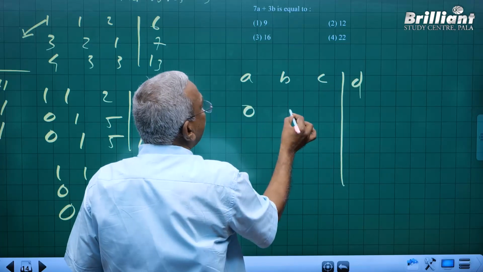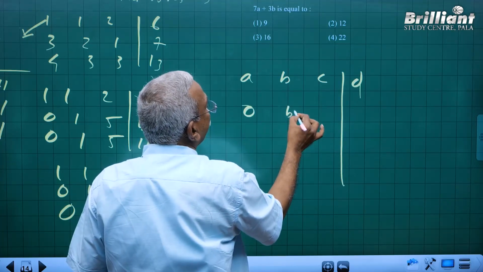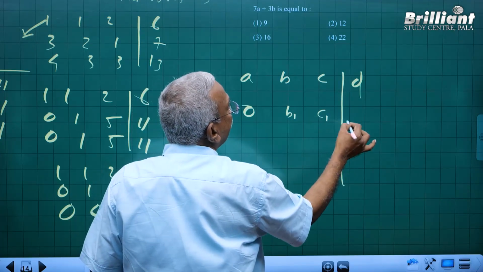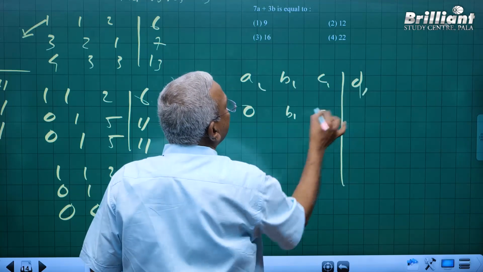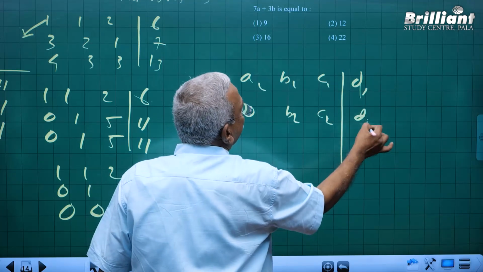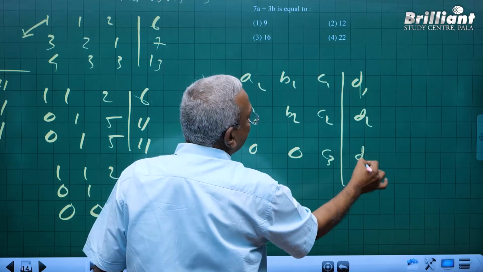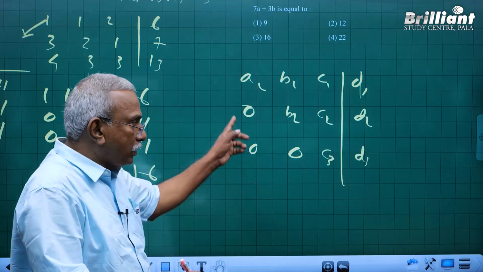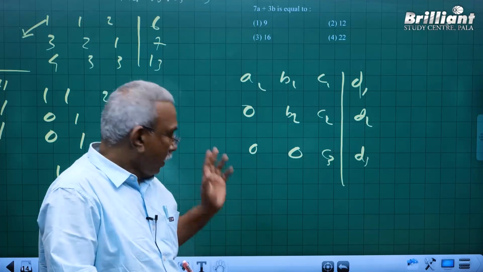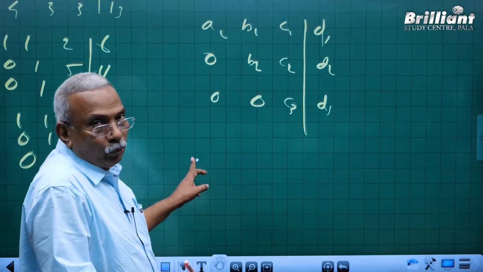Second should be 0, some B, 1 and C, 1 and here it is A1, 1, 1, then B2, C2, then D2. Then the last one is 0, 0 and C3 and D3. This is the converting form. You keep these three elements as 0 in this pattern. Now look at this, I shall explain it to you.